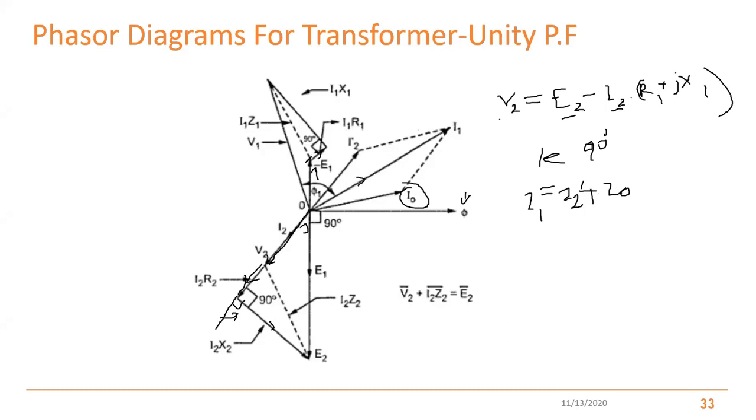So then again jI1 X1 should be 90 degrees leading. Therefore, okay, 90 degrees in this direction. You have to rotate your phasor by 90 degrees in an anti-clockwise direction. Okay, so then it should be equal to E1. So then the V1 phasor should be in this direction. Okay, so this is the input power factor angle phi1.